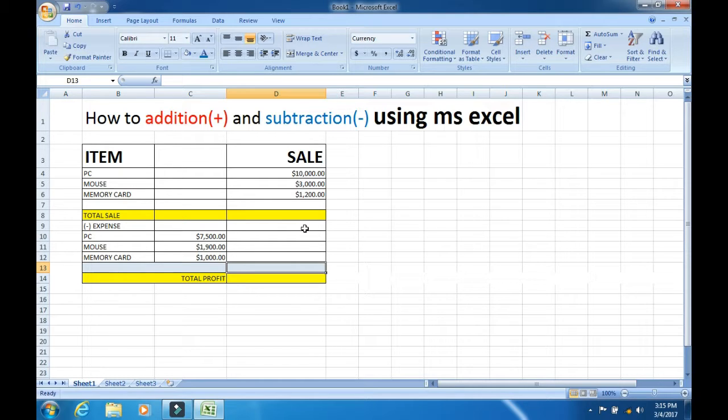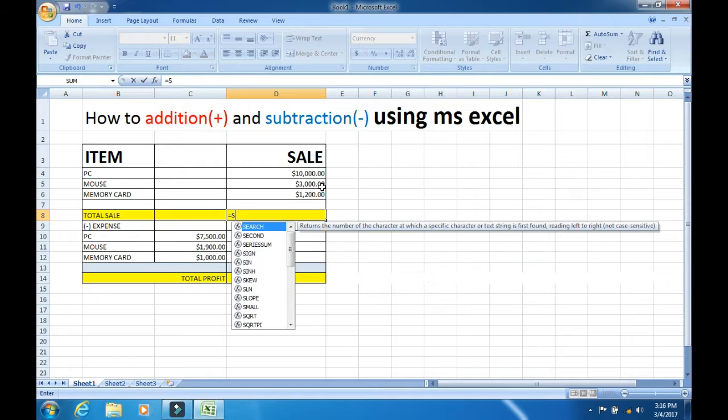So there is item and sale. First one is PC, $10,000, mouse, $3,000, memory card, $1,200. So we have to first calculate how much sale and after that we have to calculate how much expense, and then after subtraction from total sale to total expense, we will get profit.